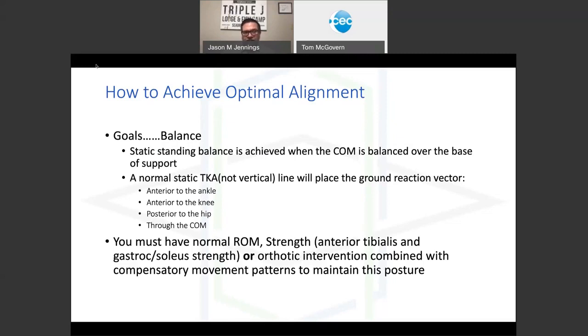So what we need to remember is, just like in prosthetic alignment, an orthosis has a vertical alignment line or a normal static TKA line, which is not the vertical, but very similar to what a prosthesis would be. So the vertical line will fall anterior to the ankle, anterior to the knee, posterior to the hip, and through the center of mass.